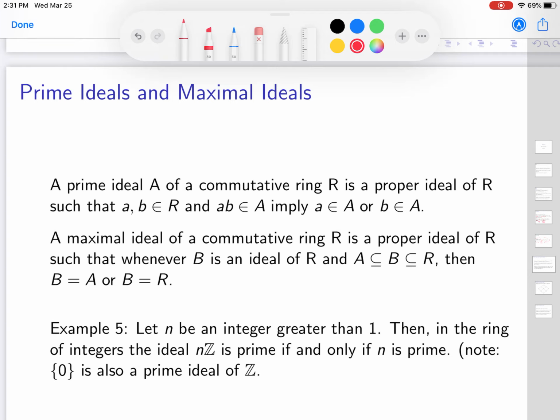So, example time again. Let n be an integer greater than 1. Then in the ring of integers, the ideal nZ is prime if and only if n is prime. Note here that the trivial ideal is also a prime ideal of the integers.